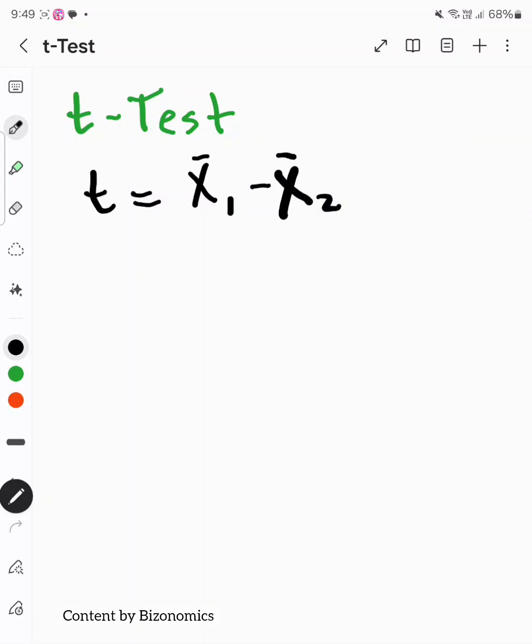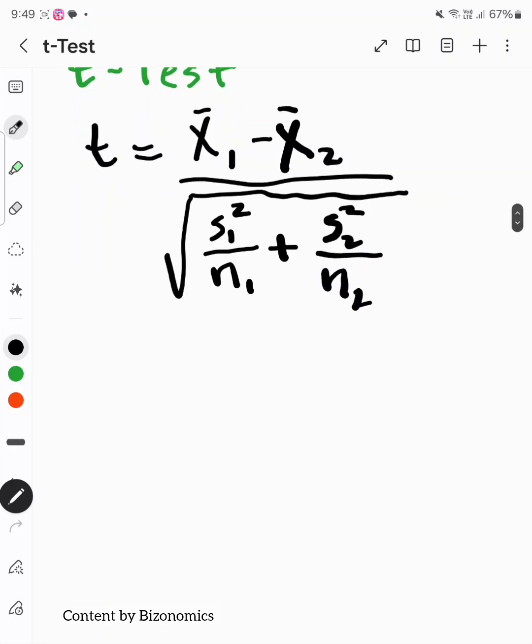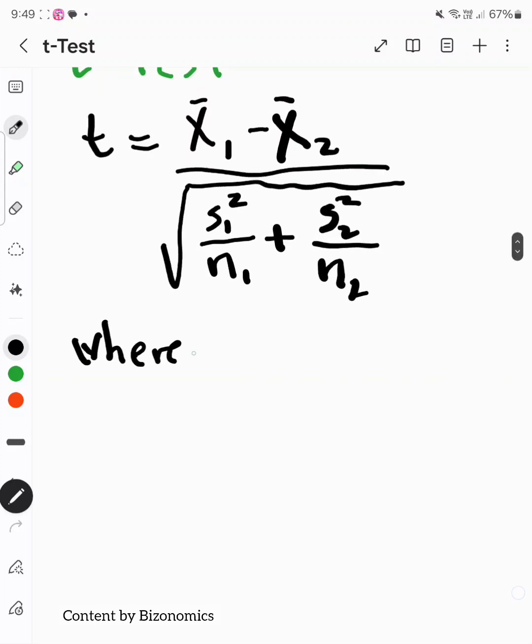T equals x1 bar minus x2 bar all over the square root of s1 squared over n1 plus s2 squared over n2, where s1 squared and s2 squared are the sample variances of the two groups. n1 and n2 are the sample sizes of the two groups.